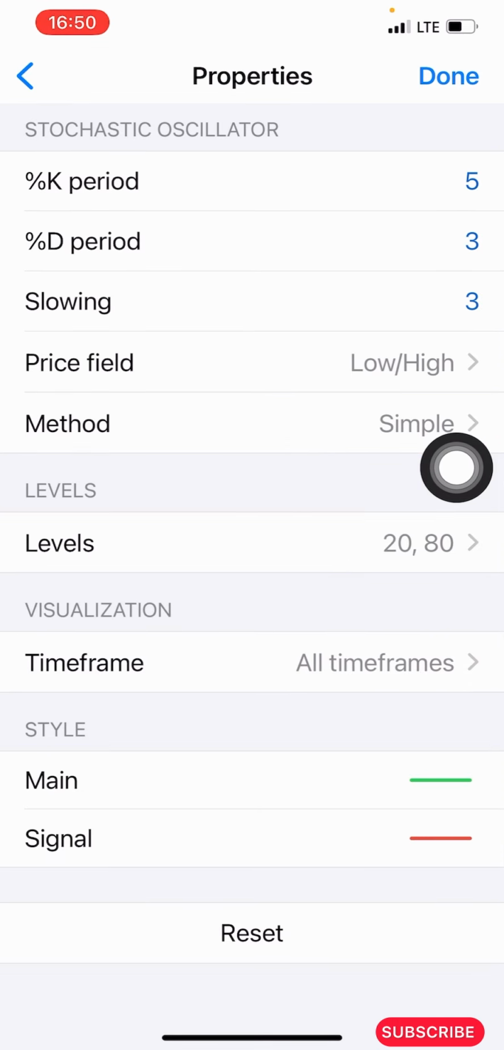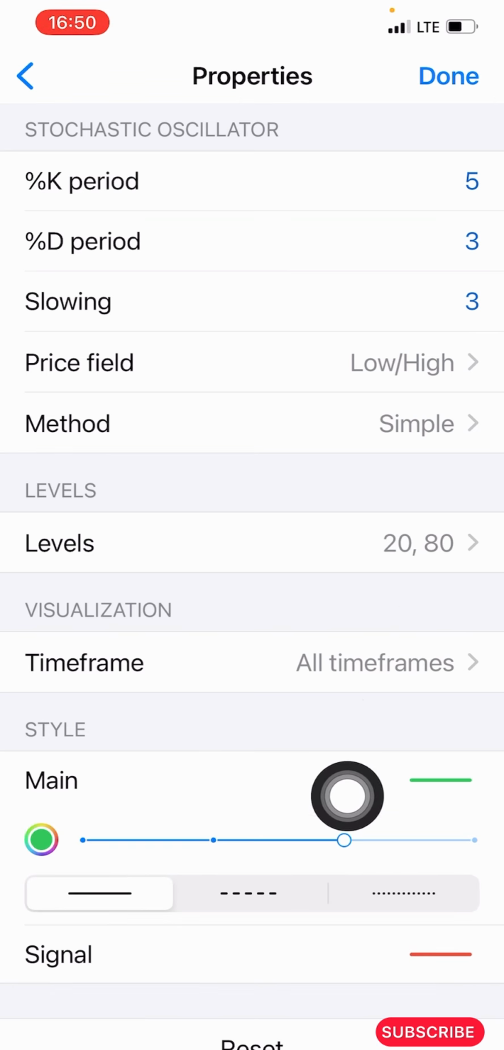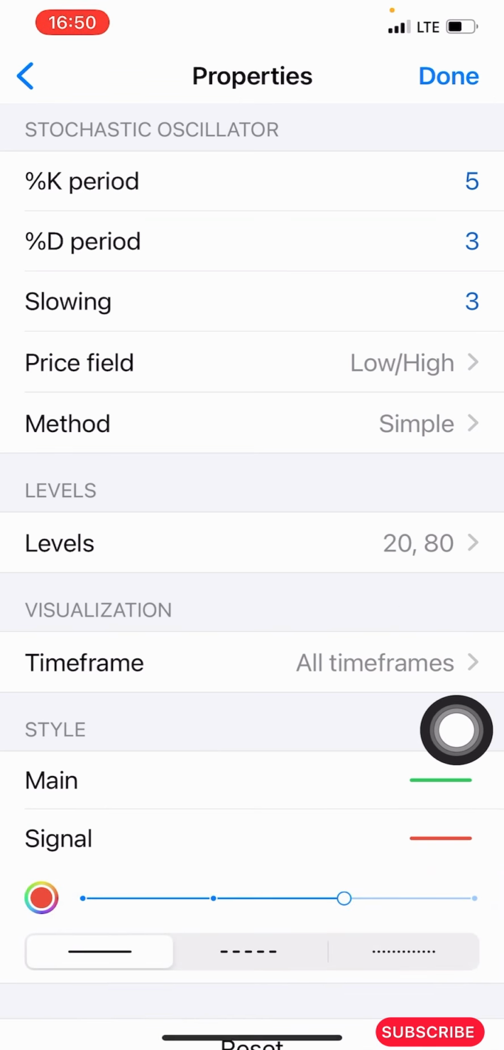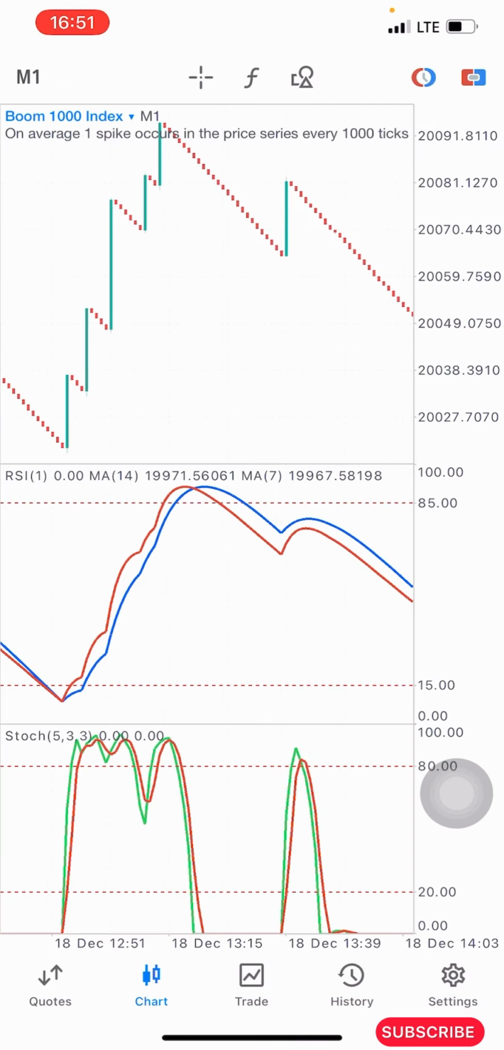The time frame is all time frame. For the main, you have color green, 3 pixel. For the signal, color red, 3 pixel, and you click on done. So as you can see, that's how to set up the indicators for this strategy.